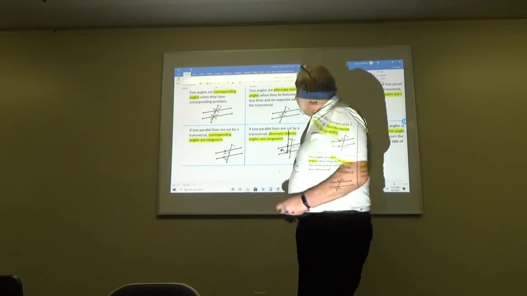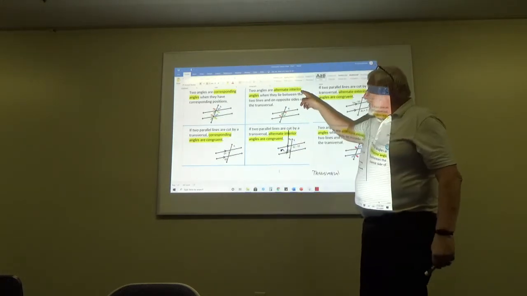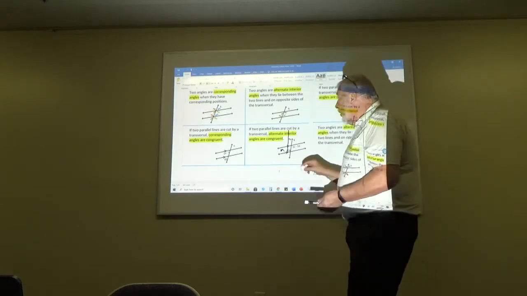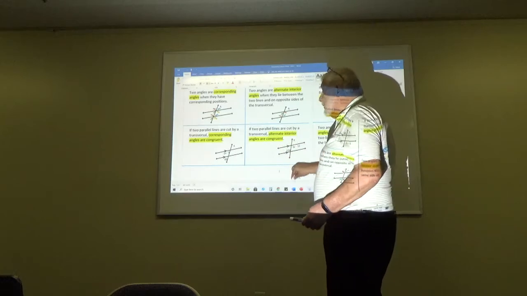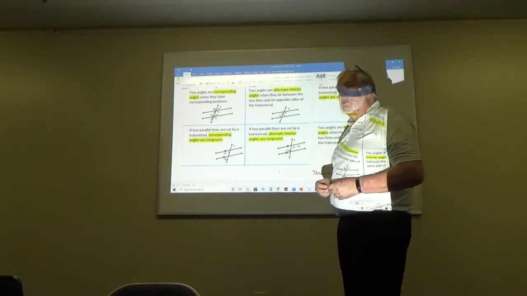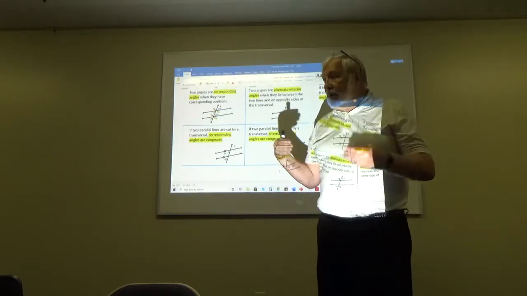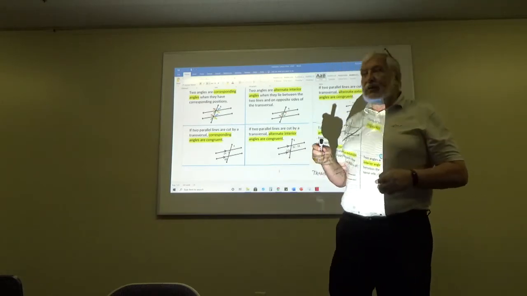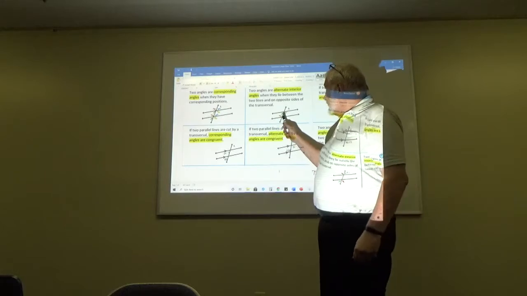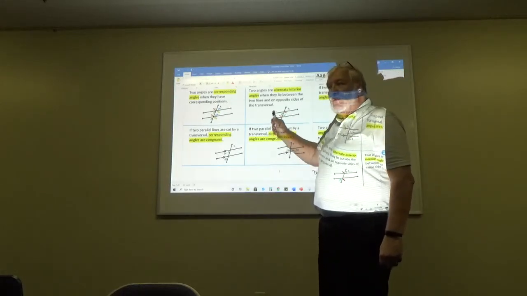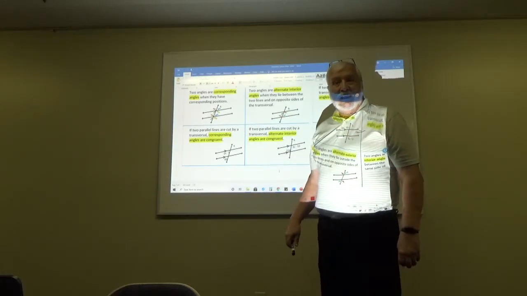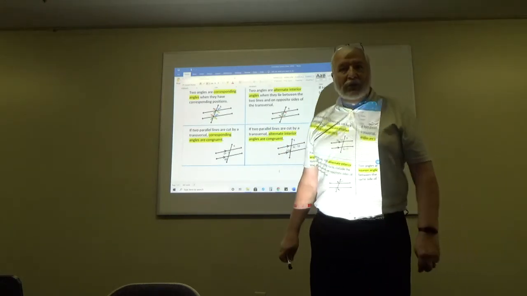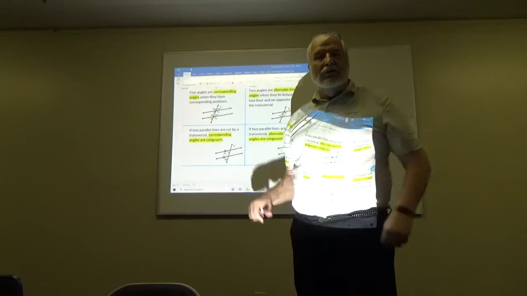Now, alternate interior are doing what it says. They're alternating on either side of the transversal, and they're interior inside the parallel lines. And when I was teaching this in 8th grade, the first thing they'd have to do is shade in the parallel lines. And the interior angles are in the shaded area in between the two lines. The exterior are not in the shaded area.